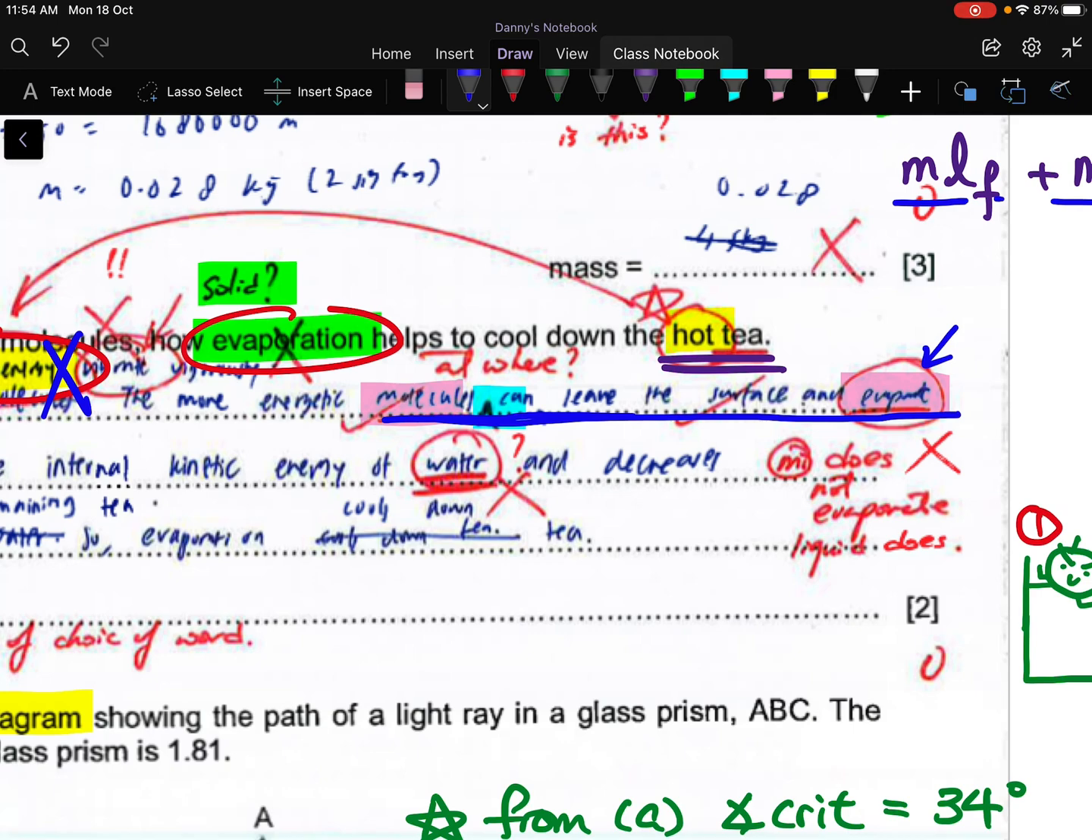So what is she trying to say? Energetic molecule evaporate. Can molecule evaporate? No. Molecule doesn't evaporate. Liquid does. So be mindful of your subject. And again, this answer shows that the candidate is just writing everything out from her mind. She's already nervous, she's thinking, and then she cannot make clear her mind. So you need to plan.